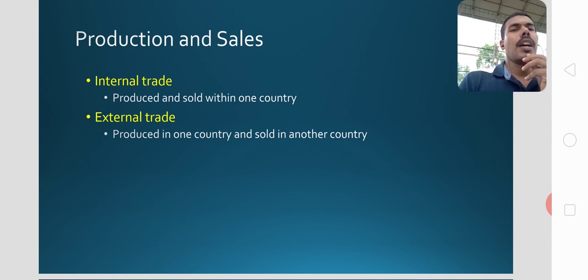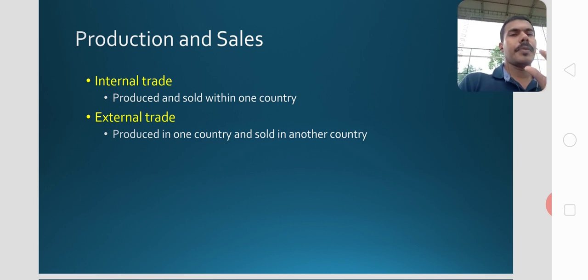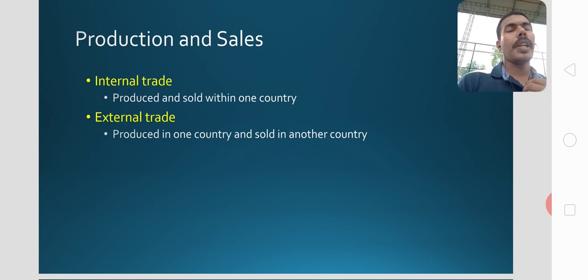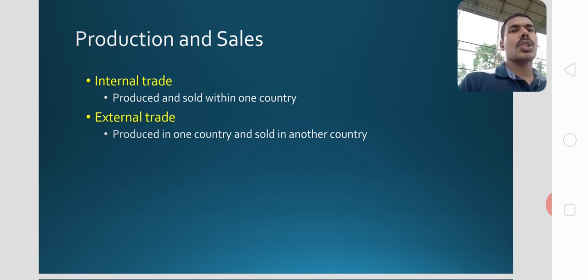another country. For example, crude oil is the largest import item of India for many years. So we import crude oil immensely from the OPEC plus nations, including Russia. The production of crude oil happens in the Middle East, in OPEC nations, in Russia, in other nations, but sales happen in another country. That means crude oil produced in OPEC nations is sold in non-OPEC nations or non-oil exporting countries. This is external trade.